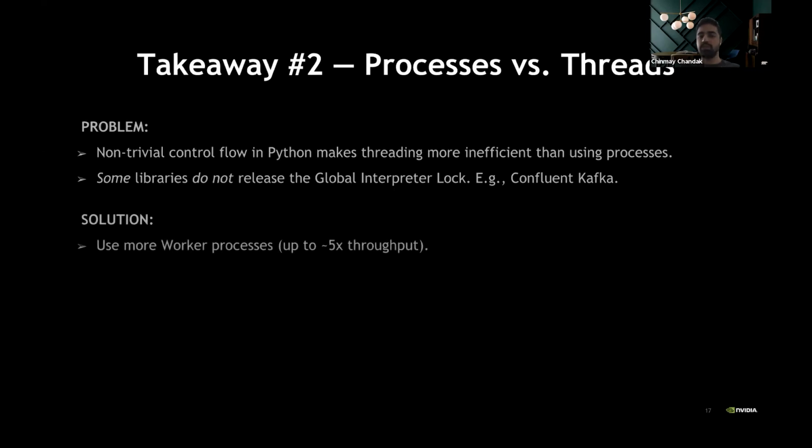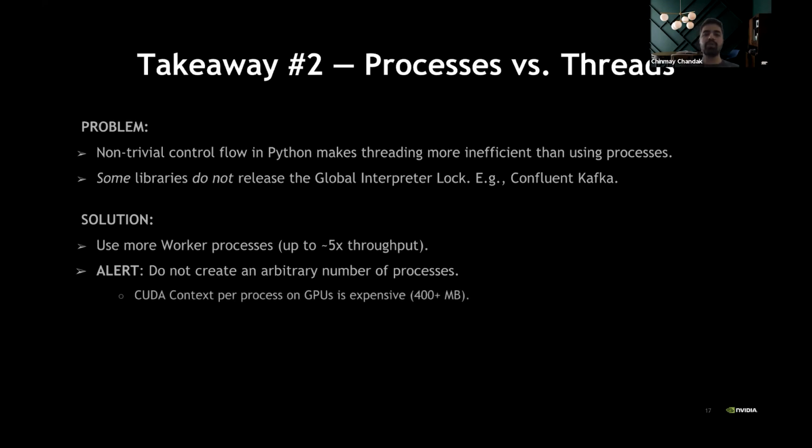So a solution is to use more processes, right? And we did, and we got up to 5x the streaming throughput, end to end, when we used more Dask worker processes. Although there's a major caveat here. If you end up creating an arbitrary number of processes, it might not actually work in your favor. The reason is that whenever we create a Dask worker process, and remember, the bulk of the processing is going to happen at the GPU. It's just offloading data, reading from Kafka, that is CPU bound.